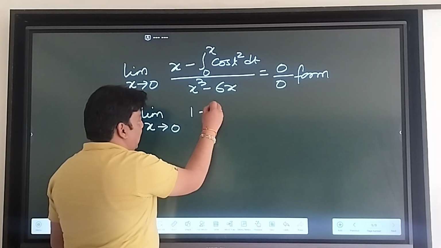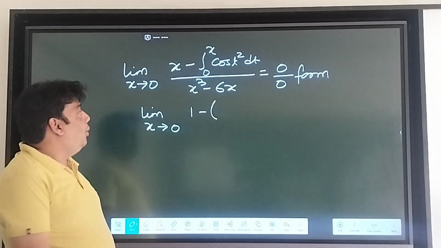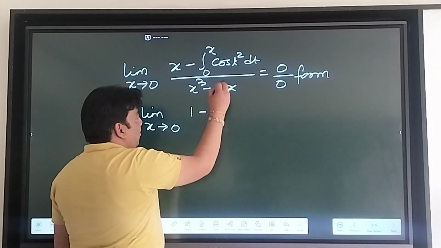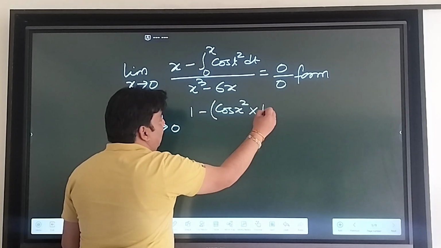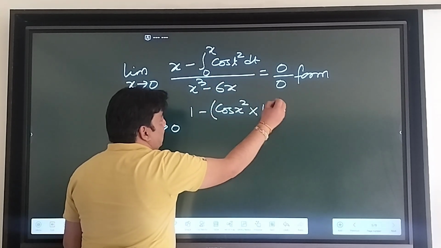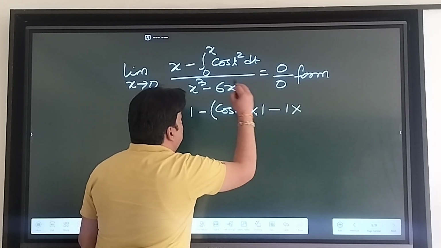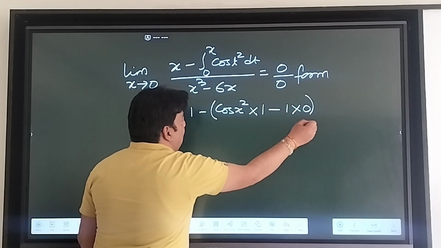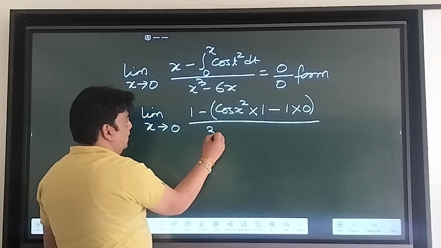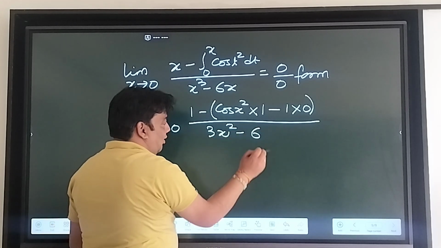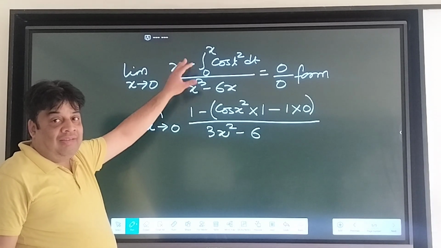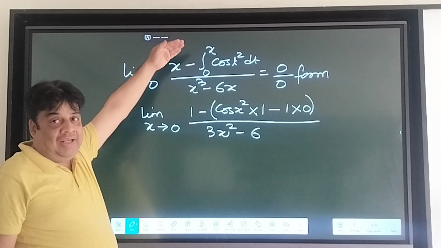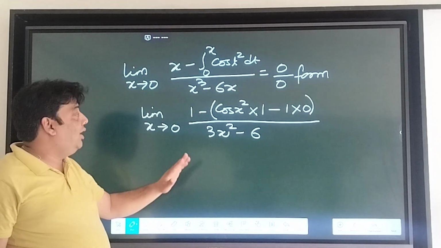Now how do we differentiate the numerator? Apply the Newton-Leibniz formula, replace t by x, so it becomes cos x square into the differentiation of x, which is 1, minus, replace t by 0, cos 0 is 1, into the differentiation of 0, that is 0, upon x cube differentiation, which is 3x square minus 6. In L'Hopital's rule, never apply the quotient rule. It is simply the differentiation of the numerator separately and the denominator separately.